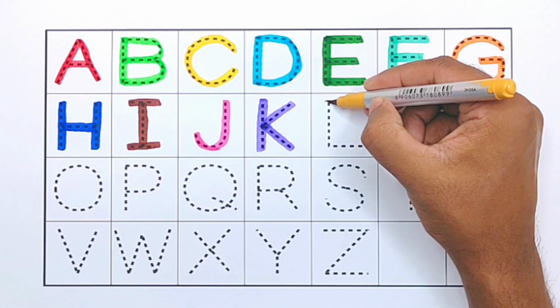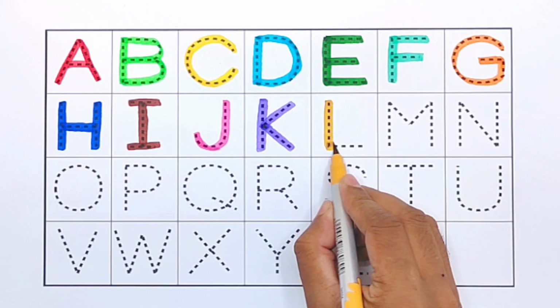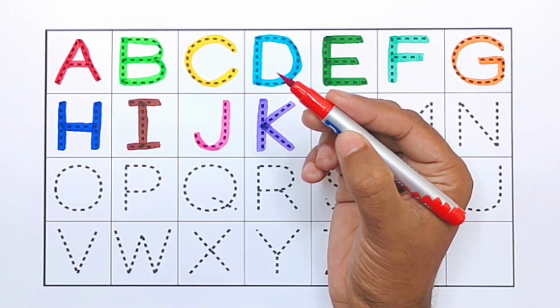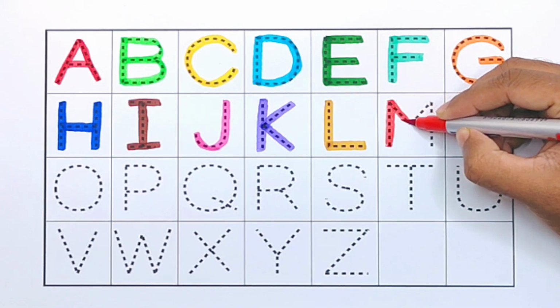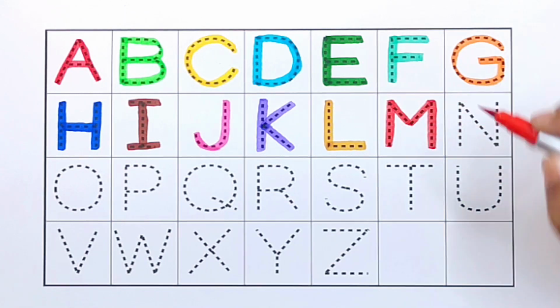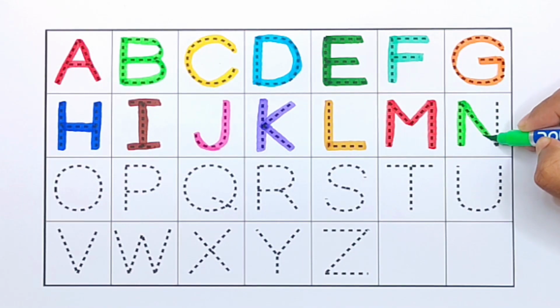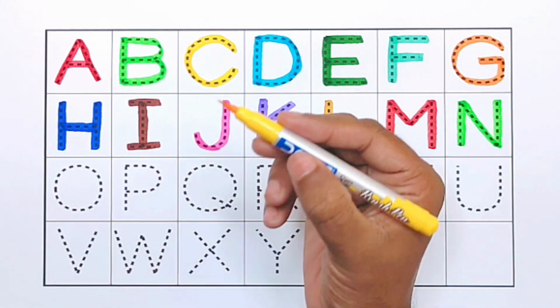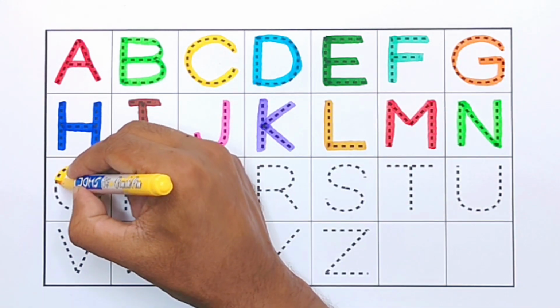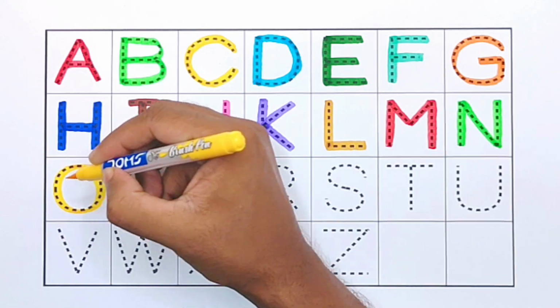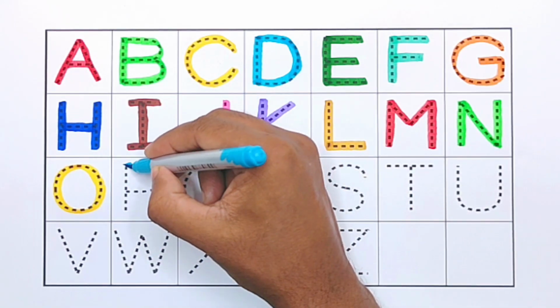Yellow brown color. L for ladybug. Red color. M for milk. Light green color. N for napkin. Yellow color. O for ocean. Sky blue color.